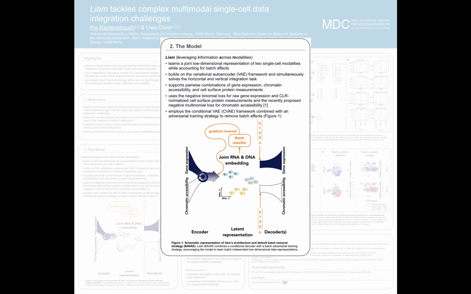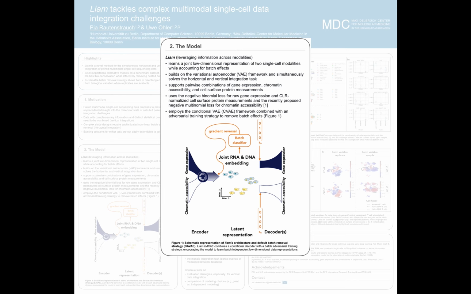So to this end, I've set out to develop the model LIAM, which is an acronym for Leveraging Information Across Modalities. LIAM learns a joint low-dimensional data representation of two single-cell modalities measured in the same cell and accounts for batch effects. It currently supports pairwise combinations of gene expression, chromatin accessibility, and cell surface protein measurements. And while I won't have time to introduce you to all the modeling decisions that I took, I want to highlight a few that I consider of particular importance.